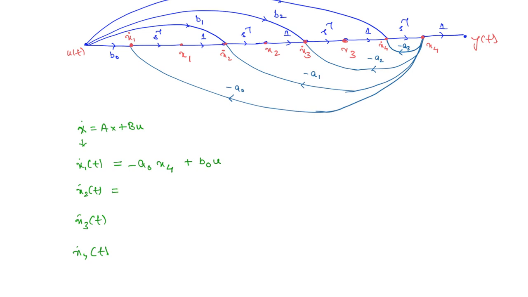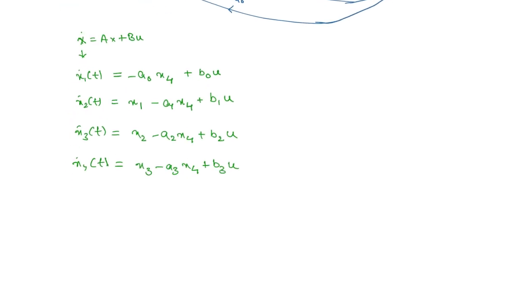Similarly, x2 dot is equal to, here from the state diagram you can see one path is coming from x1, another path is coming from u of t and another path from x4. So x2 dot is going to be equal to x1 minus a1 x4 plus b1 u. Similarly, for x3 dot you are going to get x2 minus a2 x4 plus b2 u. And finally, for x4 dot you are going to get x3 minus a3 x4 plus b3 u. Okay. So from here you can get the A and B matrices.